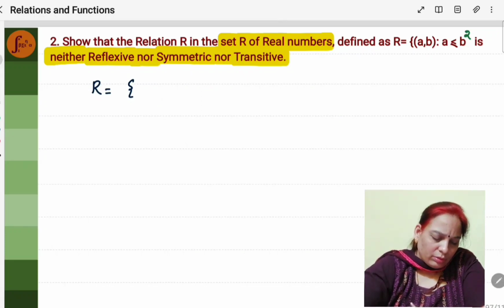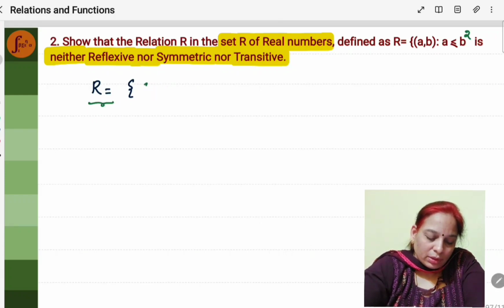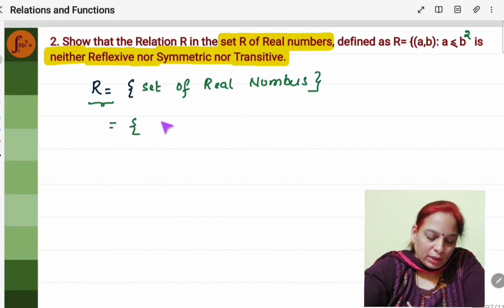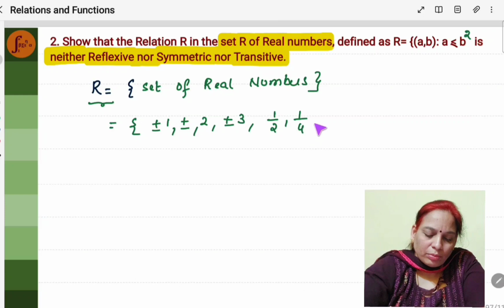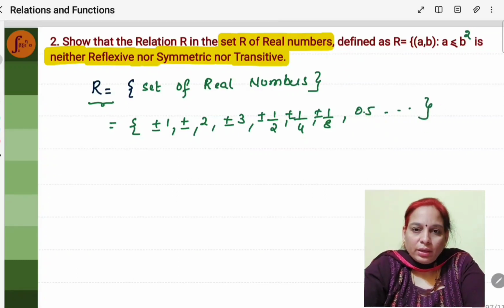So just for example, R is the set of real numbers. So basically it will be positive numbers, right? Positive, negative numbers, or it could be fractions, half, 1 by 4, 1 by 8, again plus or minus, right? Decimals, right? All such numbers are real numbers.